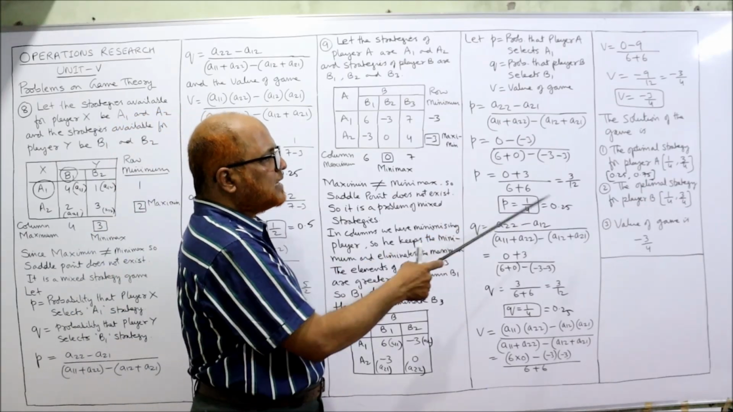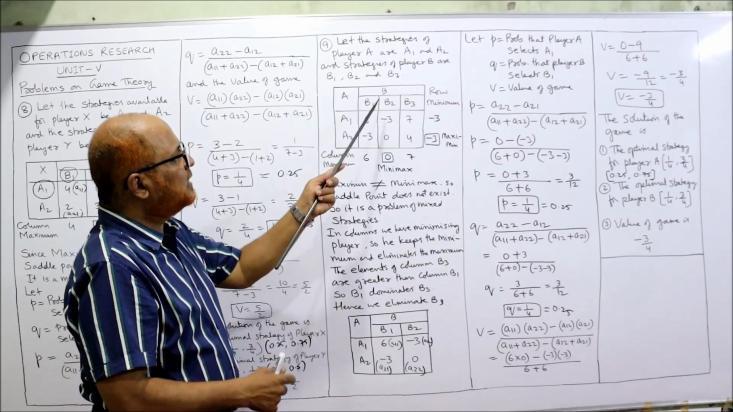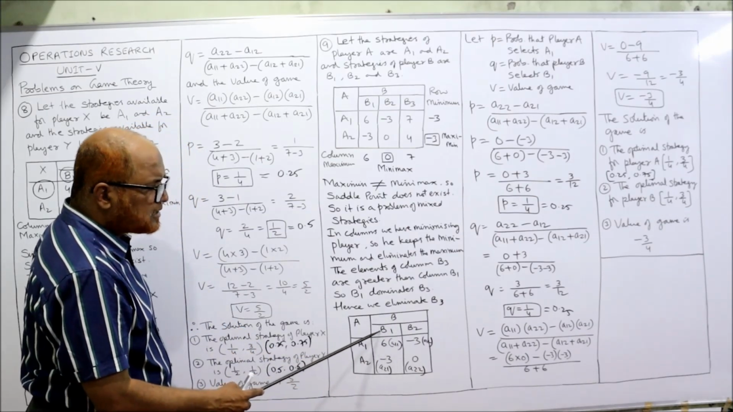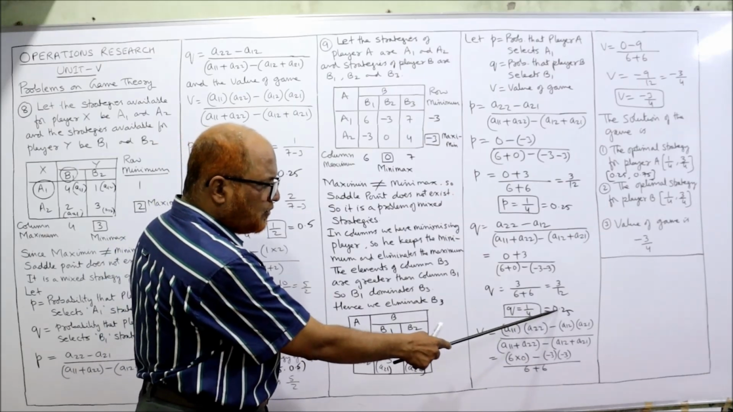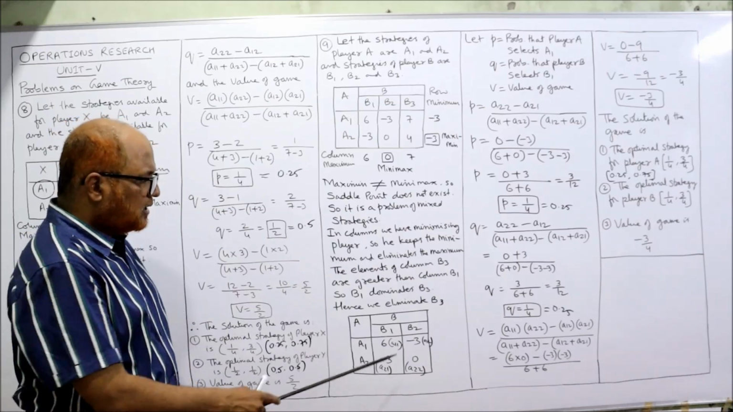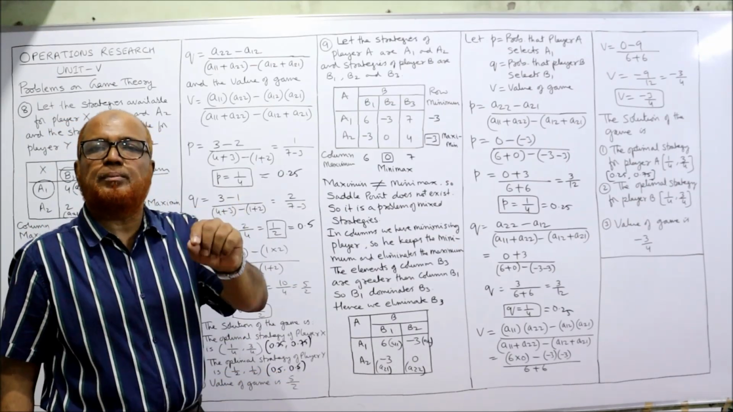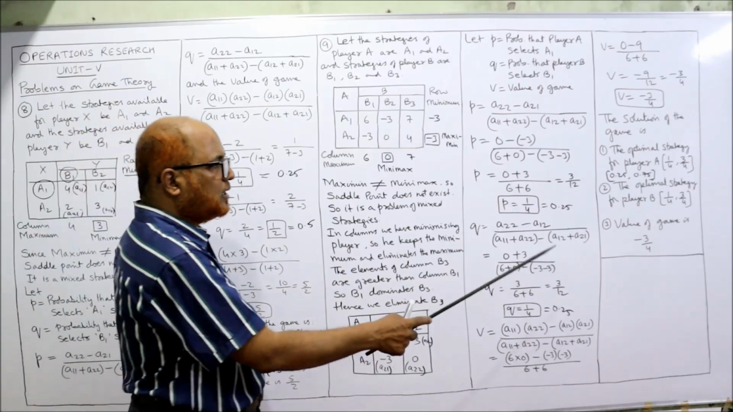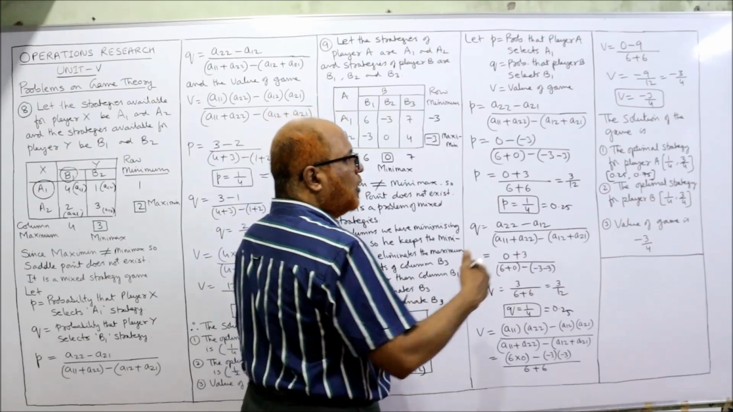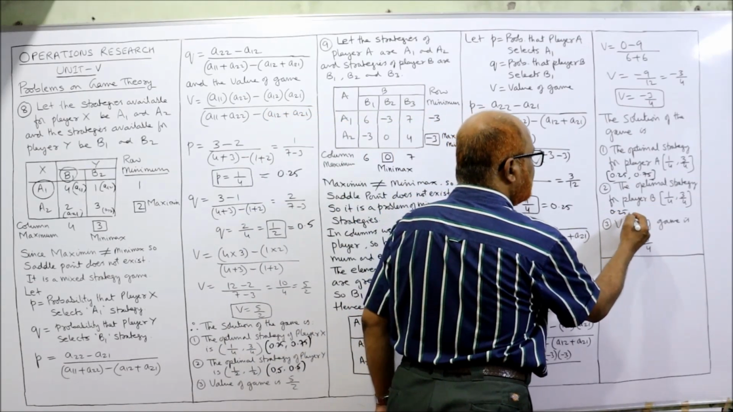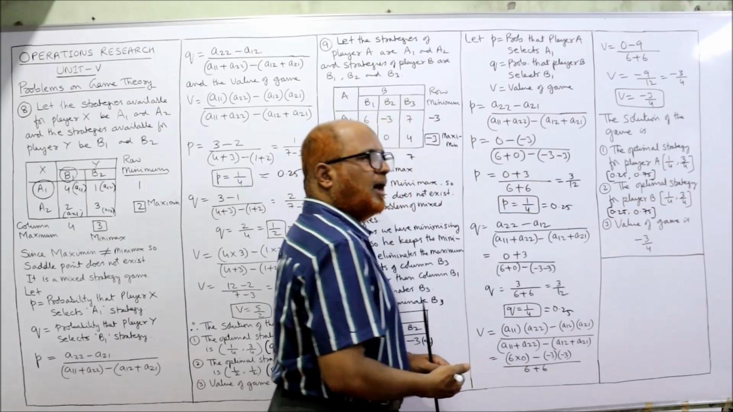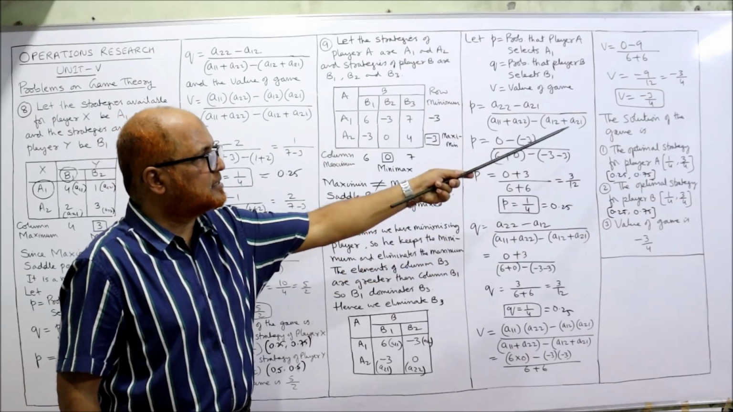Next, the optimal strategy for player B. Player B means he is having B1 and B2. So what is the probability of B player will select B1? Q, 0.25. Same. Q is 1 by 4. So when Q is 1 by 4, then what is the probability of B2? 1 minus 1 by 4 is 3 by 4. So here also same. The optimal strategy for player B is 1 by 4 comma 3 by 4. Or you can write 0.25 comma 0.75. Both means same. And the value of the game is minus 3 by 4.